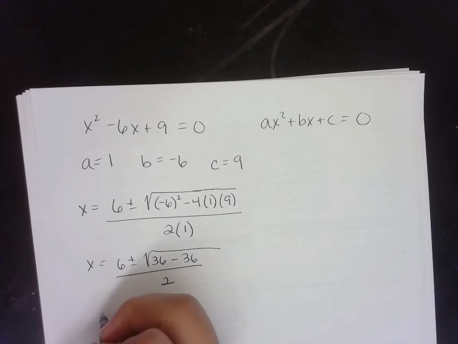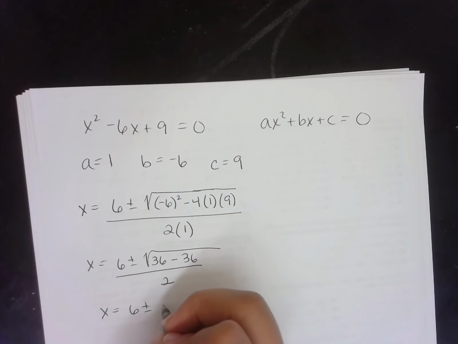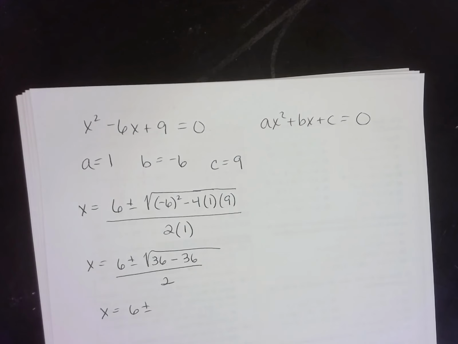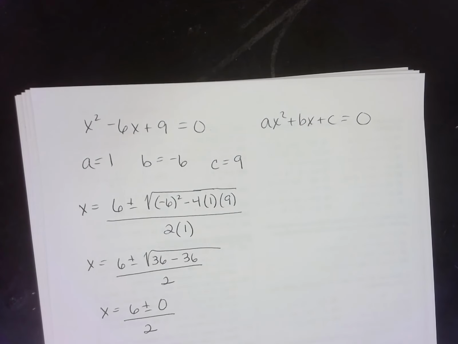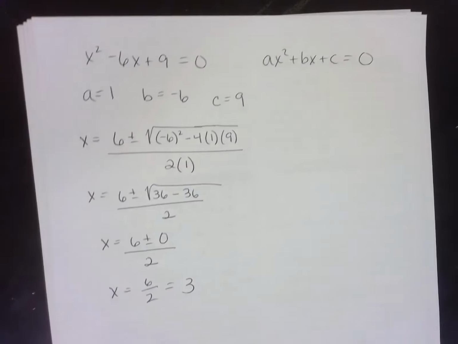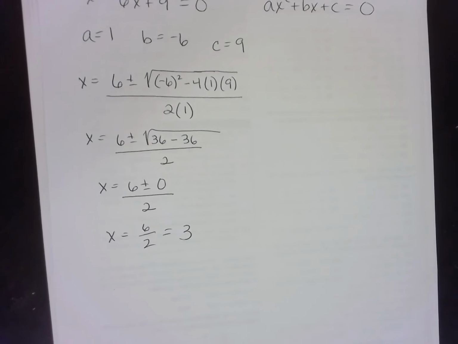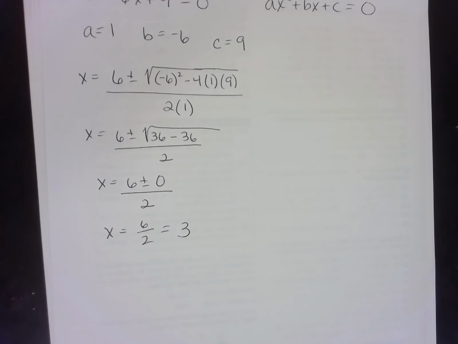Right? So I have x equals 6 plus or minus basically 0, right? The square root of 0 is 0. And so I have really 6 plus or minus 0 over 2, which means really I have x equals 6 over 2, which is 3. So this time I just got one solution. Okay, so this is an example of a one solution case.